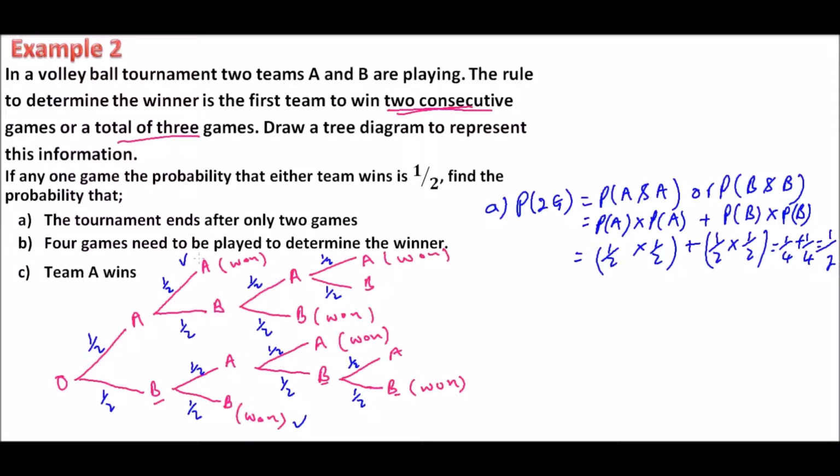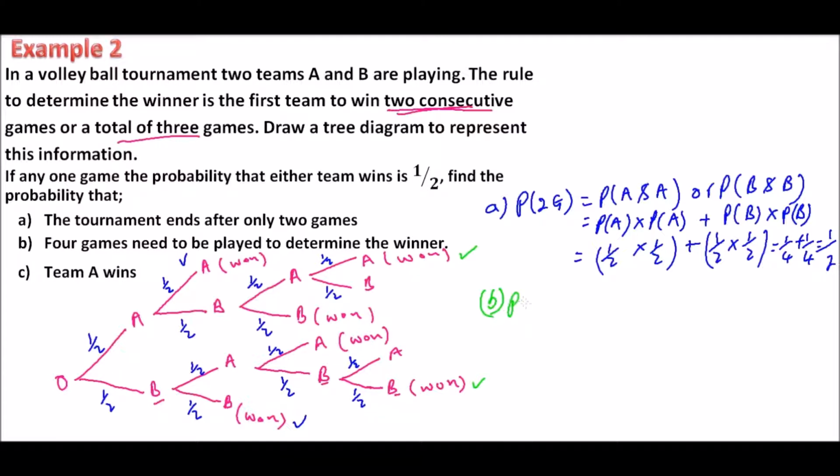So 4 games need to be played to determine the winner. So we have part B. 4 games. We can have A winning, B winning, A winning, then A winning. So these are four games, and also B can win, A can win, B. So those are the occasions or outcomes where 4 games need to be played to determine the winner.